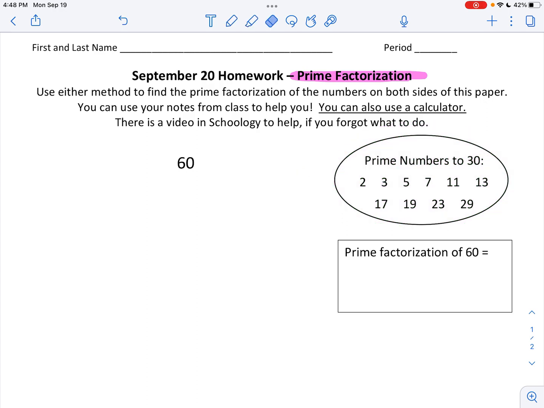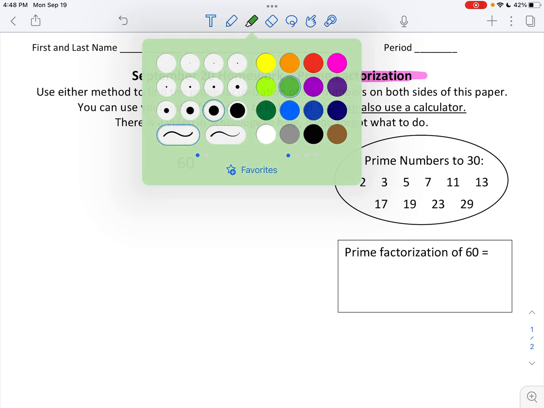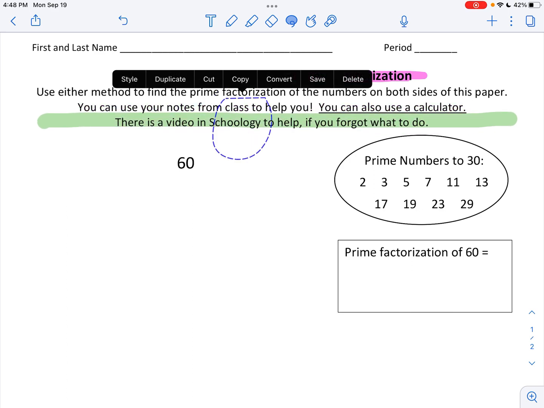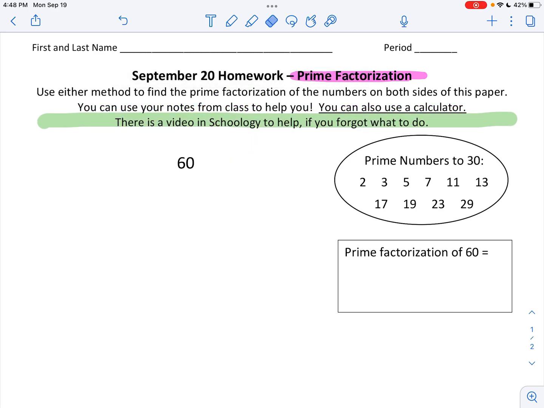I also want you to see in the directions, use either method to find the prime factorization. I don't care if you use the tree method or the ladder method. Next, use your notes. That's why we take notes in class. You can look at the pages that we did in class as well, right? And finally, there's the video. All right, so you're in the video, so here we go.